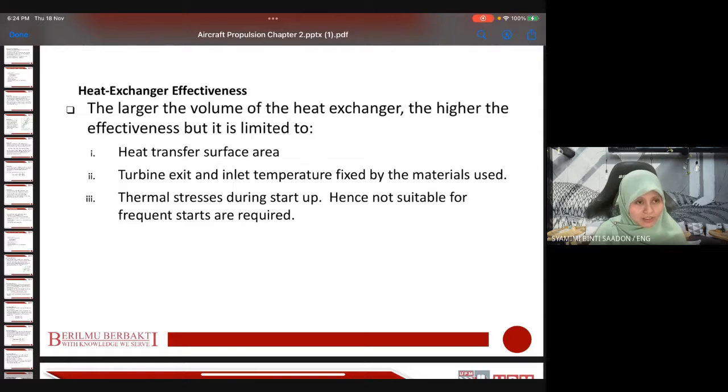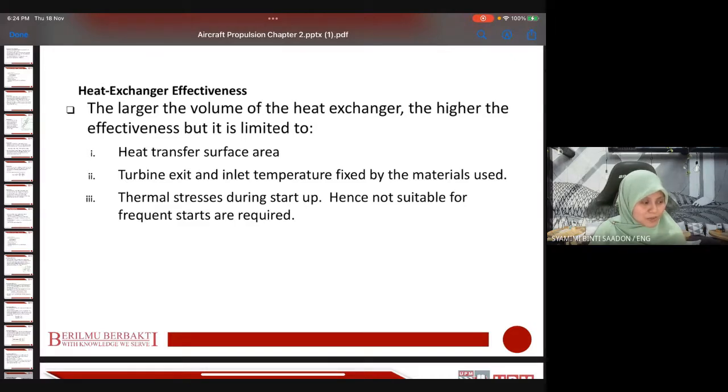Okay, normally the higher the surface area, the higher the heat that can be exchanged between those substances, those contacting fluids. Turbine exit and inlet temperature are fixed by the material used. There is also a constraint from the maximum temperature, the fixed temperature of the turbine, and then thermal stress during startup, hence it is not suitable where frequent starts are required.